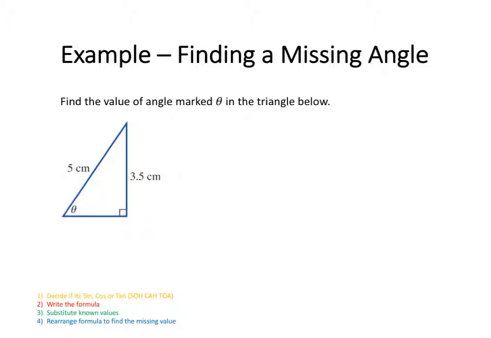So the first step is to decide whether I need to use sine, cos or tan. To do that, I need to have a look at the information provided. My specified angle, angle theta, is down the bottom. Then I need to work out the two sides corresponding to that angle that have been provided. I've got the opposite side and the hypotenuse. When I'm using opposite and hypotenuse, I need to use sine. So the next step is to write the formula for sine. Sine of an angle is equal to opposite over hypotenuse.